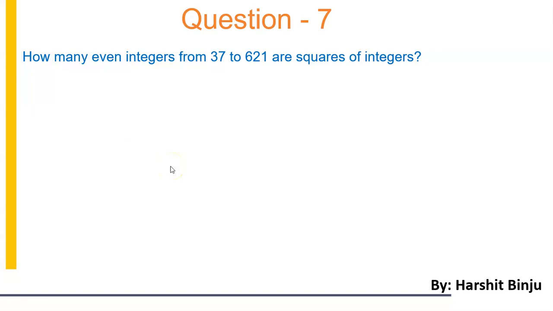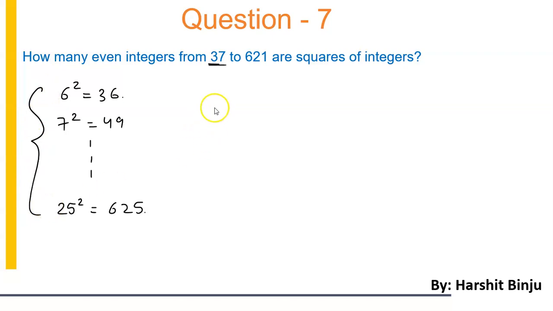So how many even integers from 37 to 62 are squares of integers? Okay, how many even integers are squares of integers? Okay, so before 37 or closer to 37, I have 6 square, which is 36. Then I have 7 square, which is 49, and so on and so forth. There's no point of writing down all the numbers. And closer to 62, we have 25 square, which is equal to 625.